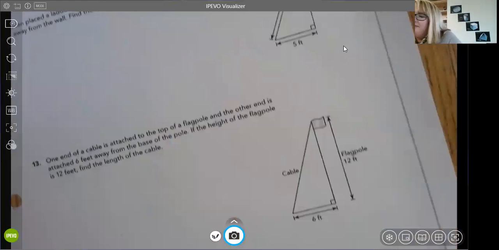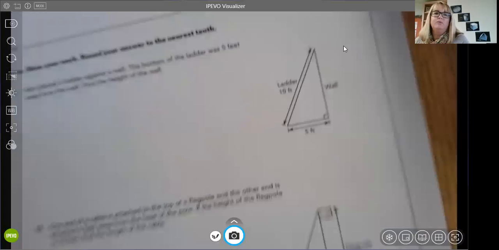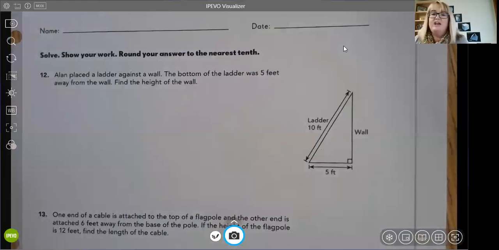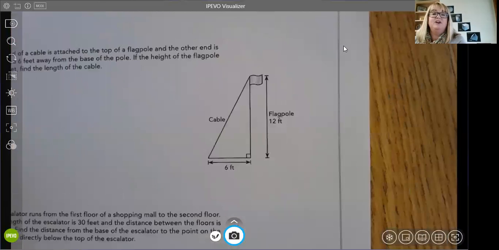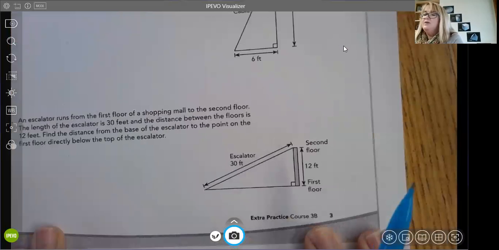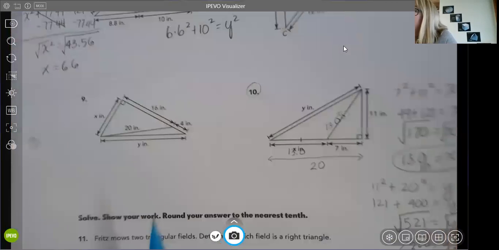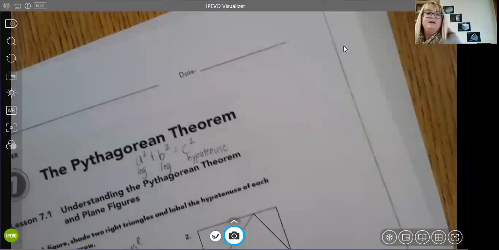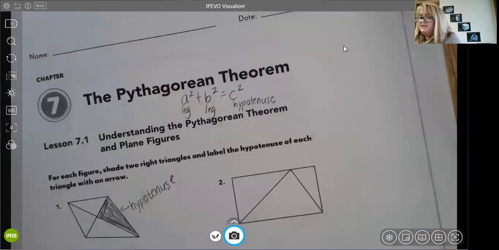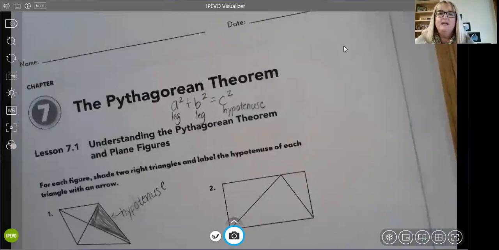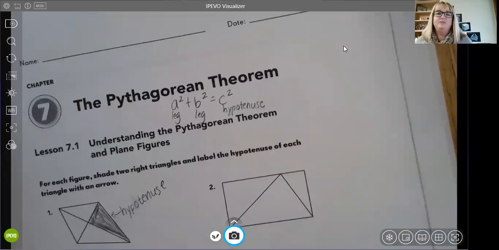And the others, 12, 13, and 14, they are just word problems. It's the same kind of thing. They even have a picture to help you. But you're going to use the Pythagorean Theorem to solve for the unknown in each word problem. So your assignment is on this, starting at page 1, and you go through page 3, I believe. Yes, page 3, problems 1 through 14. We did some of them together. Some of them you do, the rest you do on your own.